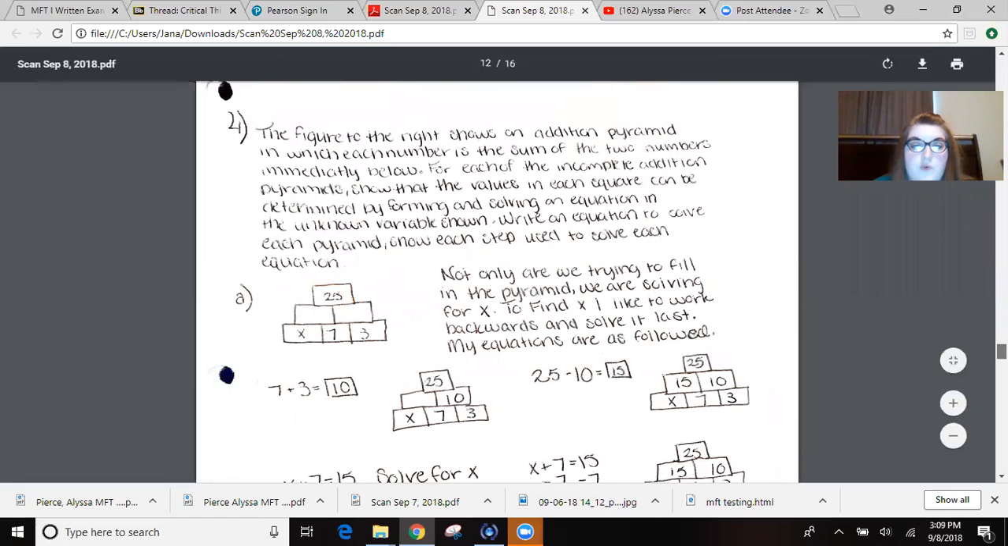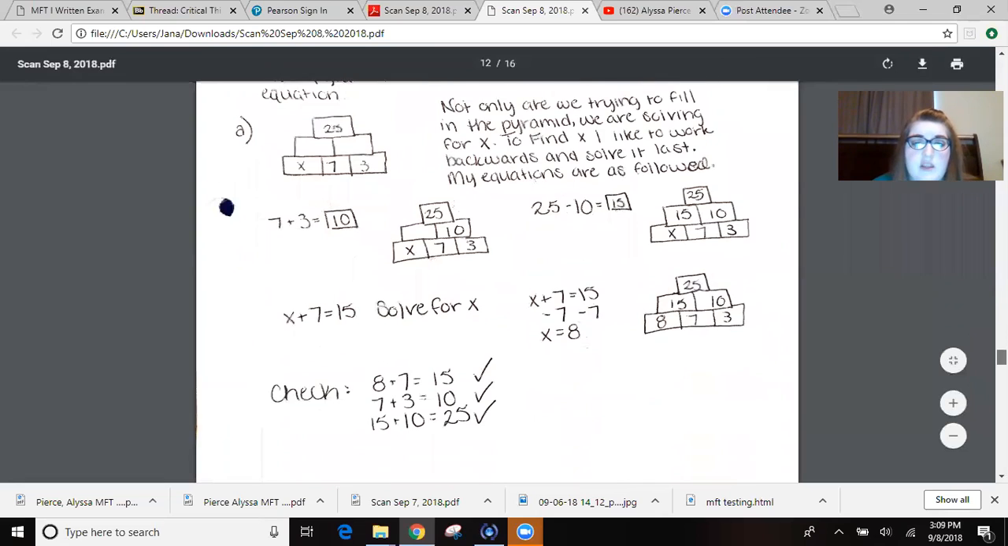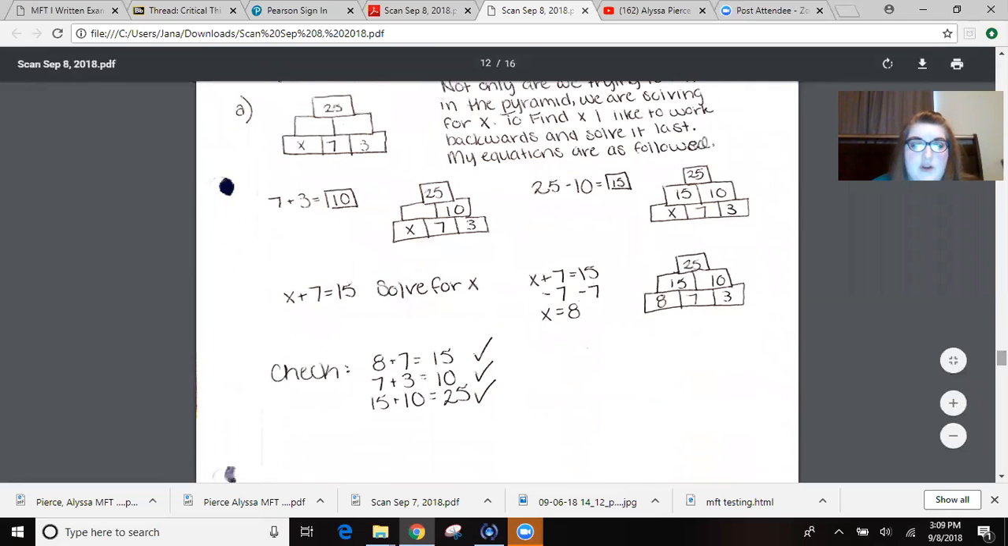Okay, number 4. These are addition pyramids in which each number is the sum of the 2 numbers immediately below. For each of the incomplete addition pyramids, show that the values in each square can be determined by forming and solving an equation for an unknown variable. So not only are you trying to solve the empty spaces, but you're also trying to solve for the variable as well. So you'll see in A, we have the variable x.